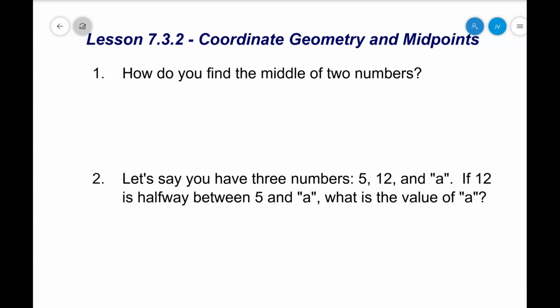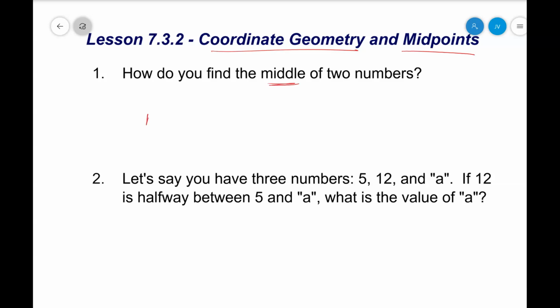This is lesson 7.3.2. We're talking about coordinate geometry and midpoints. A couple warm-up questions here just to get us thinking with some skills we'll need in this lesson. Question number one, how do you find the middle of two numbers?